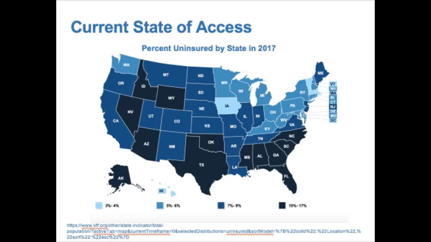Here we have a graph from Kaiser Family Foundation showing the percent of uninsured Americans by state in 2017. And you notice that many of the southern states that did not adopt Medicaid expansion have higher rates of uninsured populations and are darker blue. This is a measurement of the current state of access at the delivery system level.